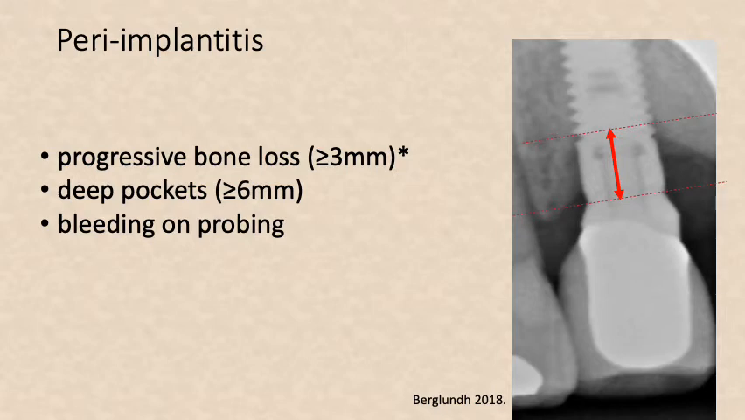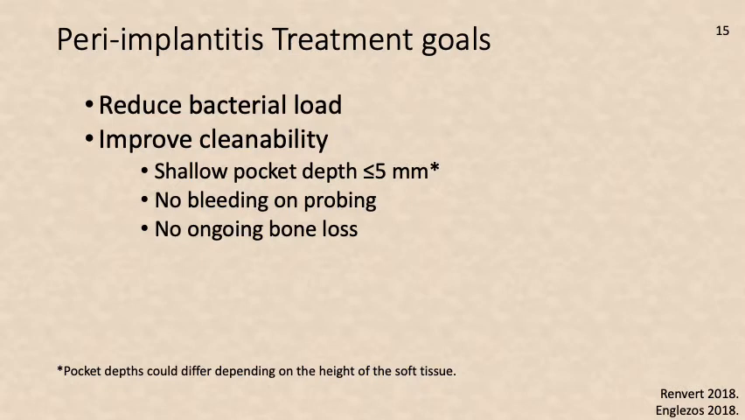Let's say you already have peri-implantitis. In this case, you have greater than 3 millimeters of bone loss accompanied by deep pockets and bleeding on probing. What do you do? Well, the treatment goals are simple. We want to reduce the bacterial load that's present, and we want to improve cleanability, okay, as we mentioned earlier: reducing the pocket depth, no bleeding on probing, no bone loss. Now, pocket depth is 5 millimeters here, but it's not a solid number because each crown and each implant is different. Some difference happens dependent on the height of the soft tissue.